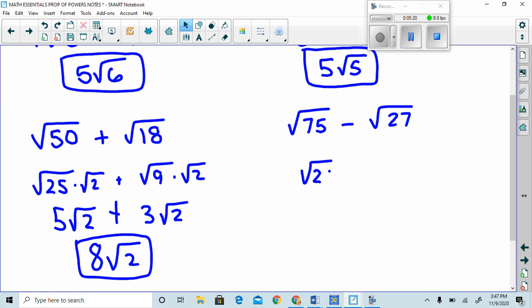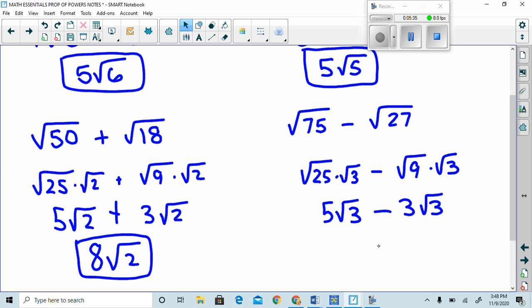I have 25 times 3, which gives me 5 square root of 3. This time I'm subtracting. I get square root of 9 times the square root of 3, which gives me 3 square root of 3. Final answer, 2 radical 3. And again, there will be times when you cannot simplify further.